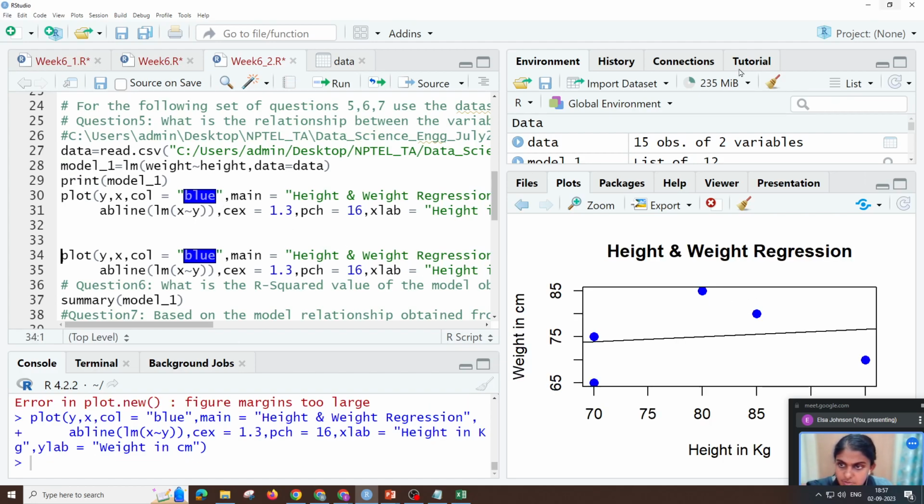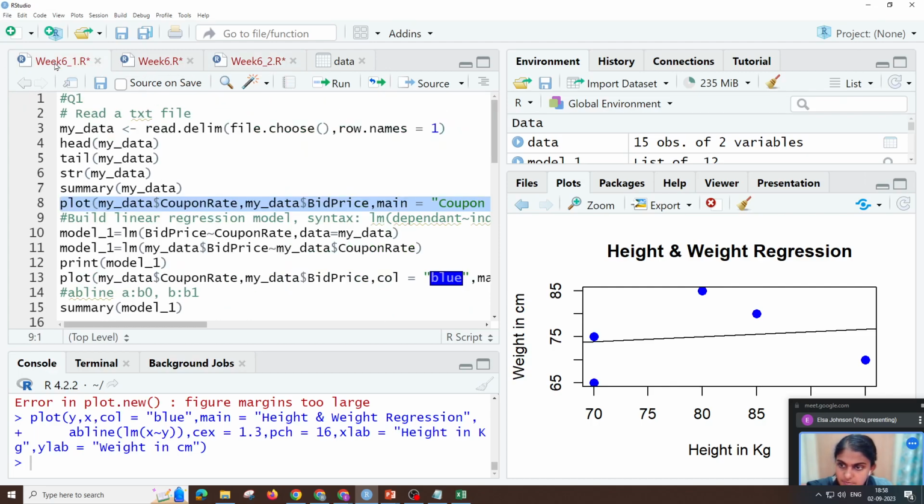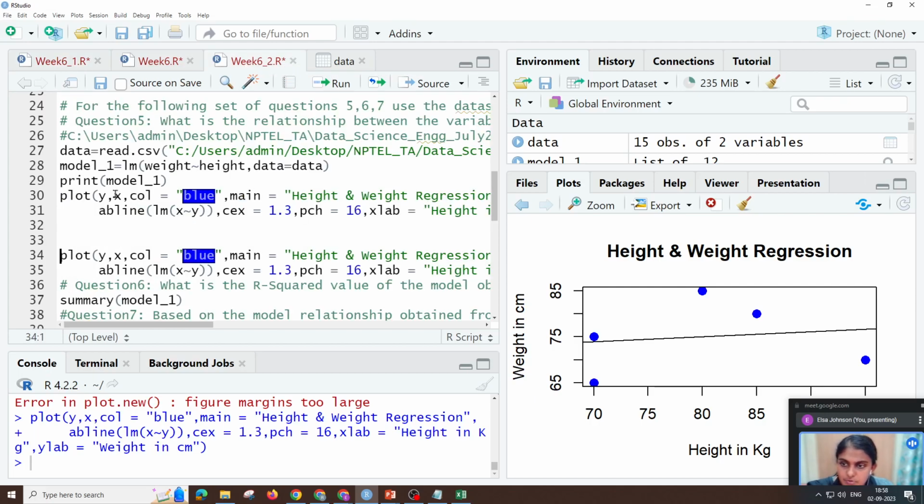In the previous case when we were plotting, I hadn't shown this earlier, so we had to put the x and y values like my data dollar coupon rate and my data bid price. If you have already given it in the model and then you plot, it will be directly stored in these values. So you can see the weight and height here, and there is a line passing through the middle.